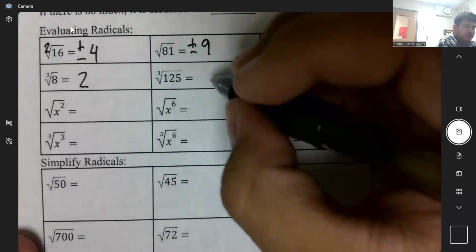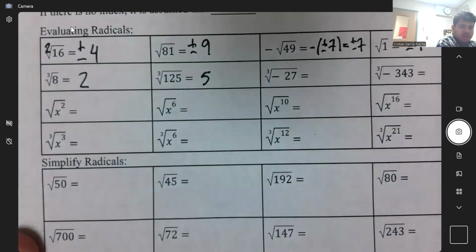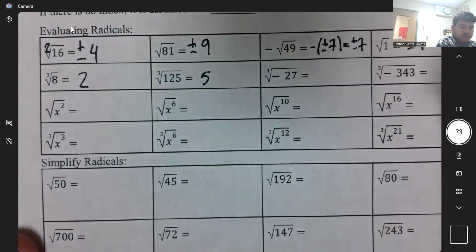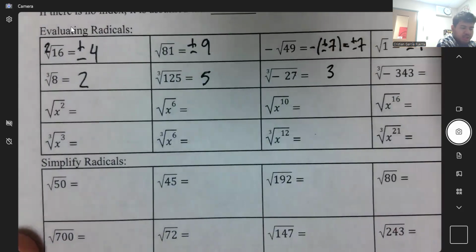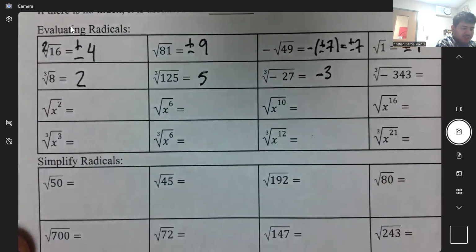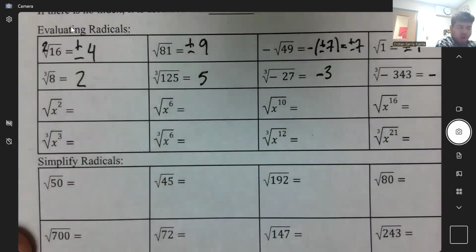So we're gonna do the same thing for the cube root of 125. That's just 5 if we use our list. Cube root of negative 27: cube root of 27 is 3, and since there's a negative, keep it a negative. For the cube root of 343, if you look at your list, it's gonna be a 7. And then since there's a negative, keep it a negative.